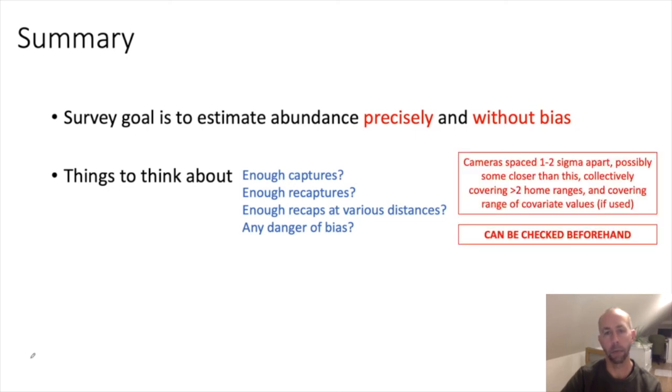Standard guidance on camera trap survey design suggests that cameras should be spaced between 1 and 2 sigma apart. For snow leopards, it's often really difficult to get recaptures, and so it's reasonable to space some pairs of detectors closer than 1 sigma, but this should be the exception rather than the rule. Together, the camera trap array should cover, as a bare minimum, 1 home range, and preferably more than this. If you're going to model density as a function of covariates, you need to make sure that your cameras sample a range of high and low values of that covariate.